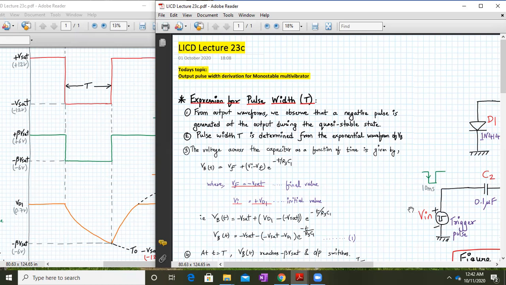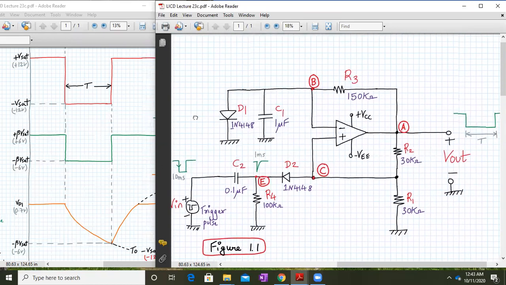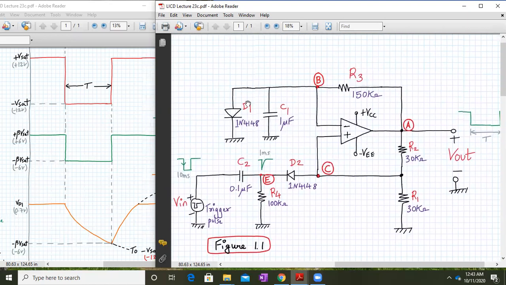Today we are going to derive the output pulse width expression for a monostable multivibrator. In the last lecture we have seen in detail the working of this op-amp based monostable multivibrator. So let me describe it in brief now.